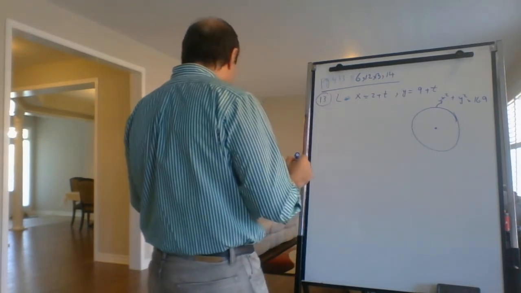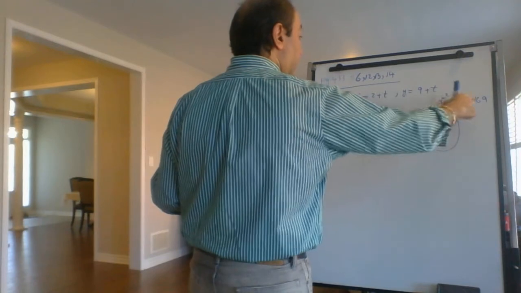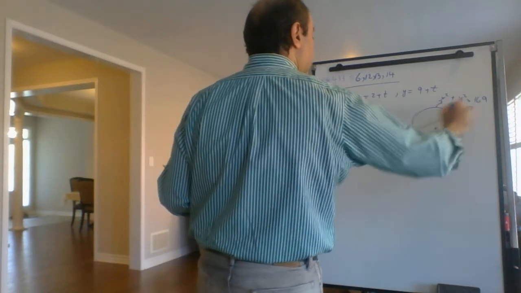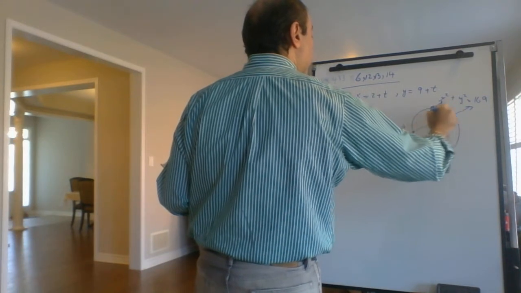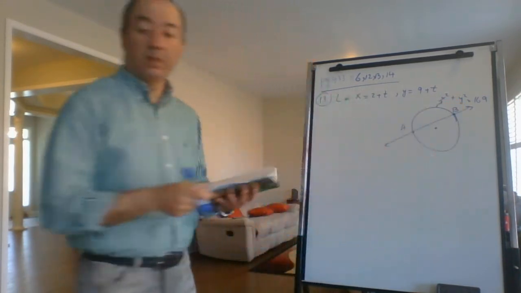This line intersects this circle in 2 points A and B. We need to find the coordinates of A and B, and we need to find the length of AB.